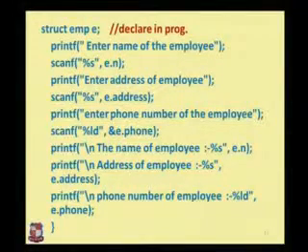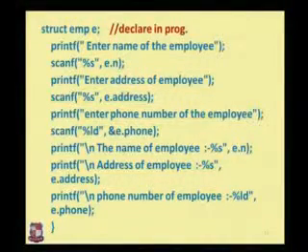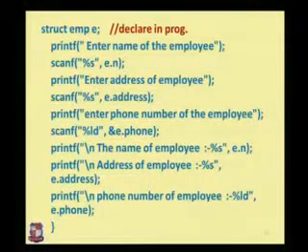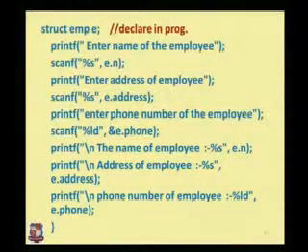Then we use printf to enter the address of the employee, and the same scanf %s with e dot address. Then printf to enter the phone number of the employee. Here we use scanf %ld. ld represents long integer. Then the address of e dot phone, that is e dot phone means the phone number. Then we print all these details accordingly: printf the name of employee %s e dot n, printf the address of employee %s e dot address, printf the phone number of employee %ld e dot phone, and the closing curly braces.